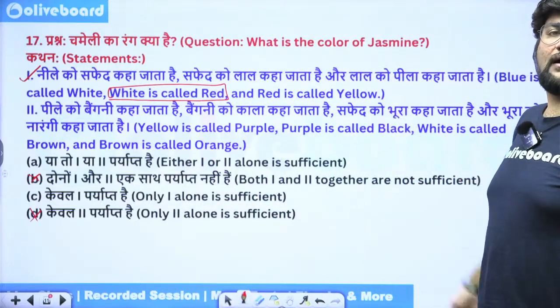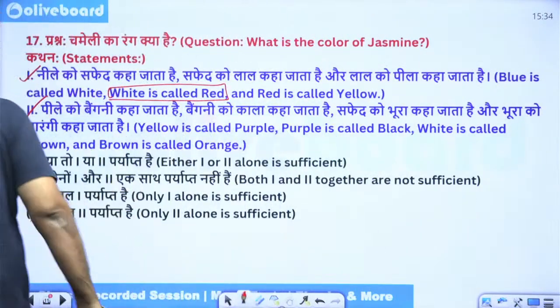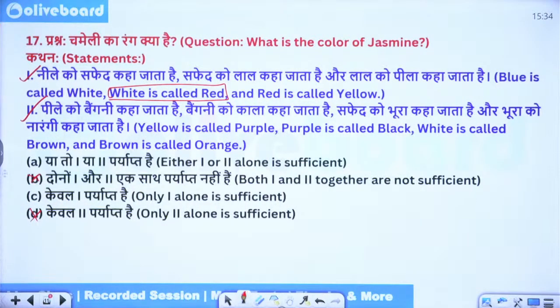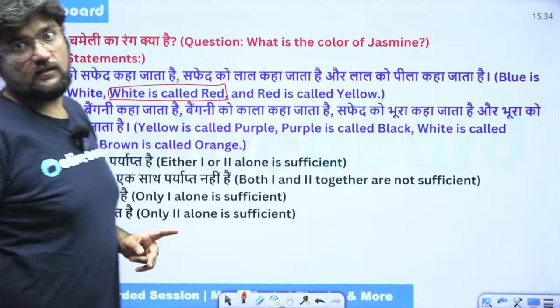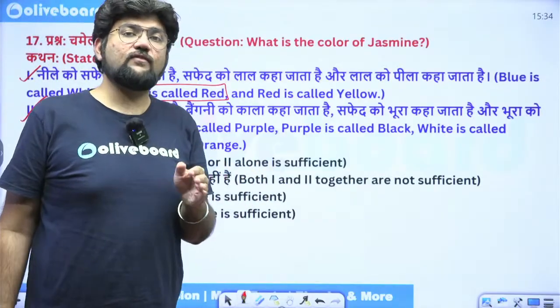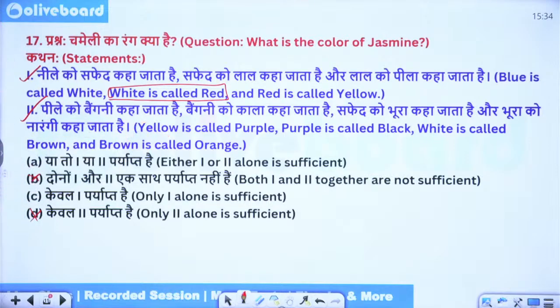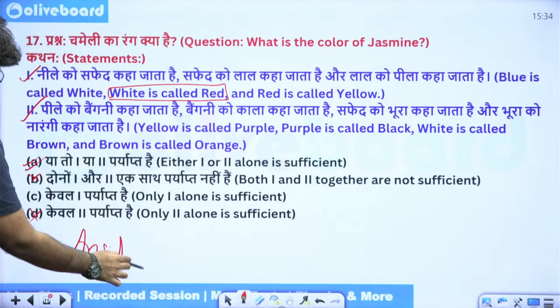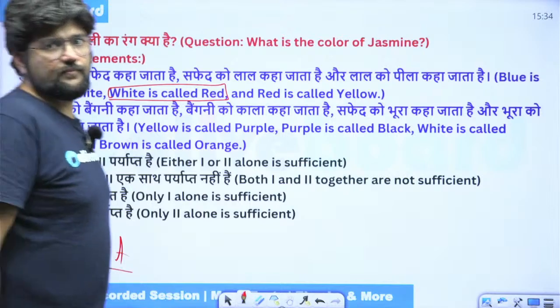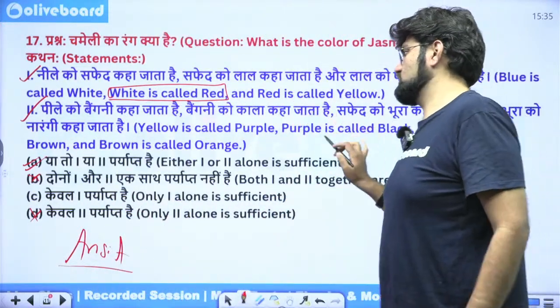No problem. Are you getting an answer? Yes. Is it possible for me to get the answer of what white is coded as in any coding language from these statements? They are independent of each other. They need not yield the same answer. You only have to focus on whether you will be able to get an answer or not. Can you get an answer? Yes. So my answer will be either 1 or 2 alone is sufficient. Got it? That's the interesting part, and that is why they have changed this twist here.